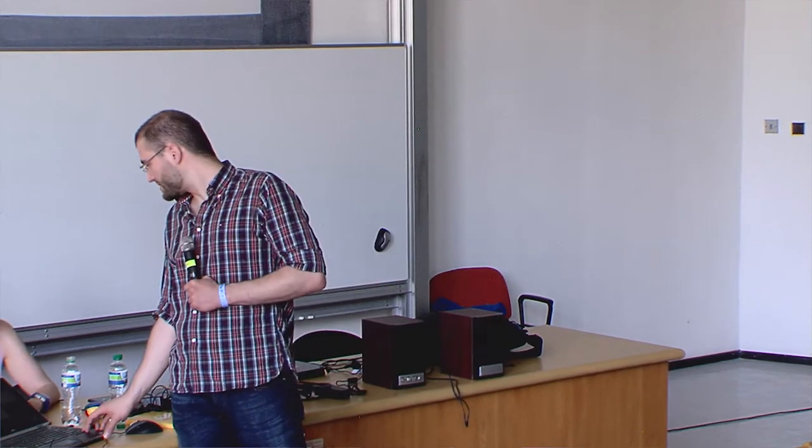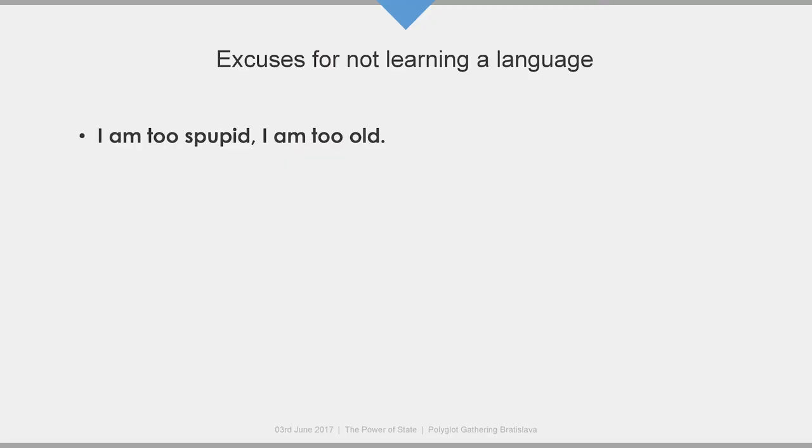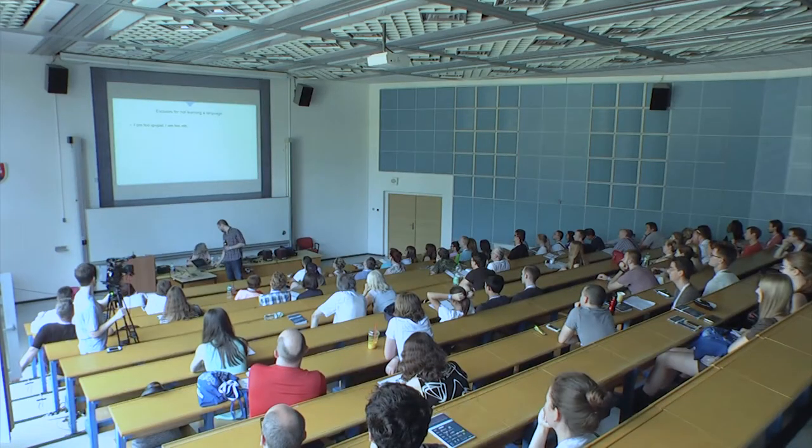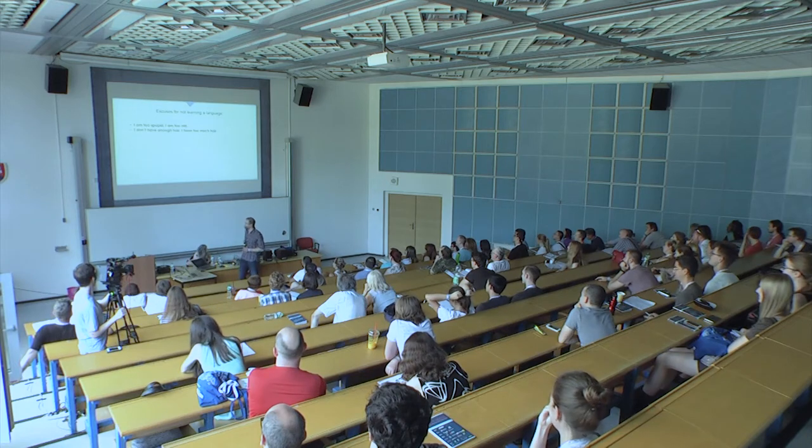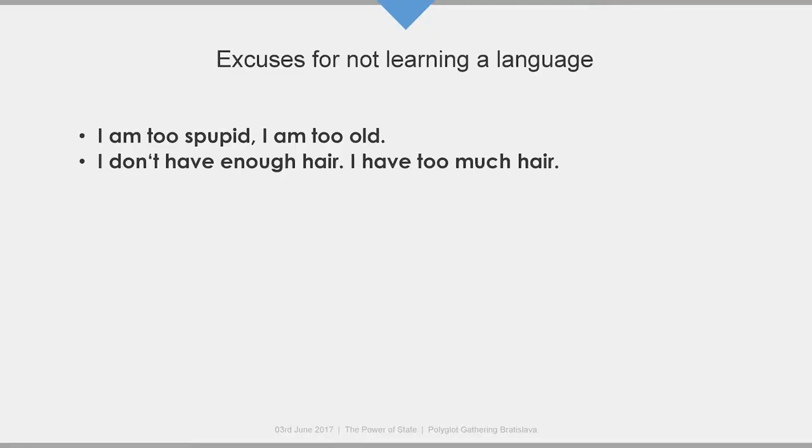So one of them is, for example, I'm too stupid, I'm too old, I'm even too stupid to write stupid correctly. I don't have enough hair. I have enough hair, but at the wrong parts of my body.